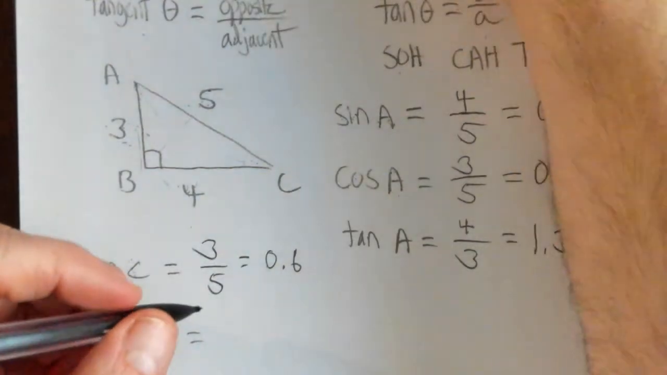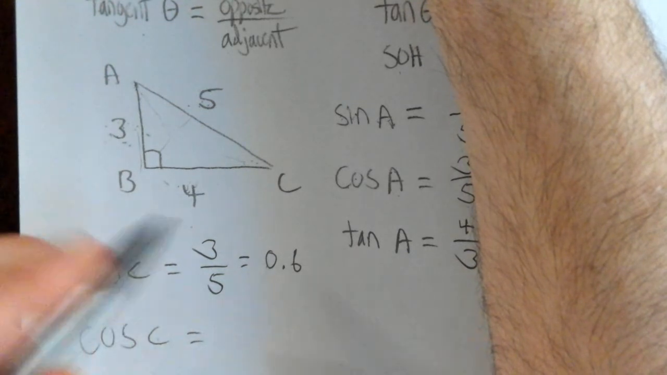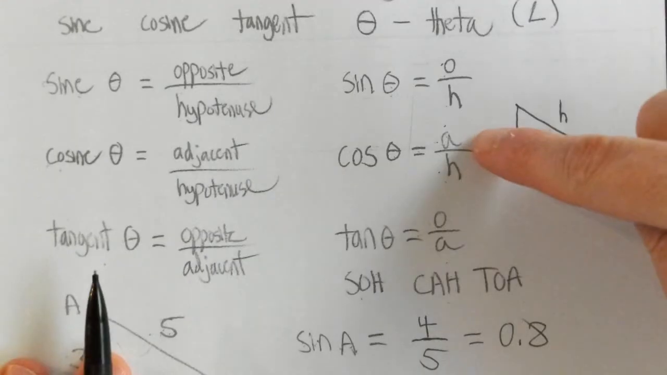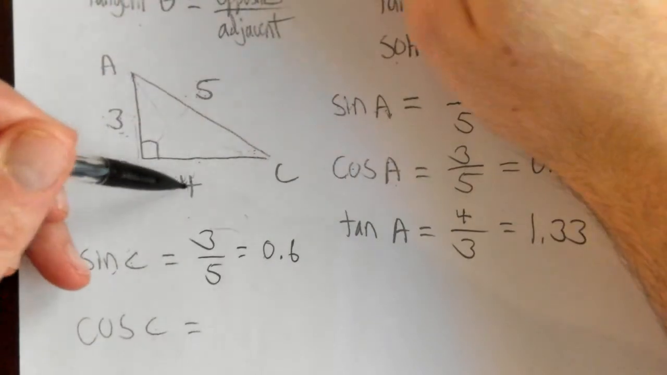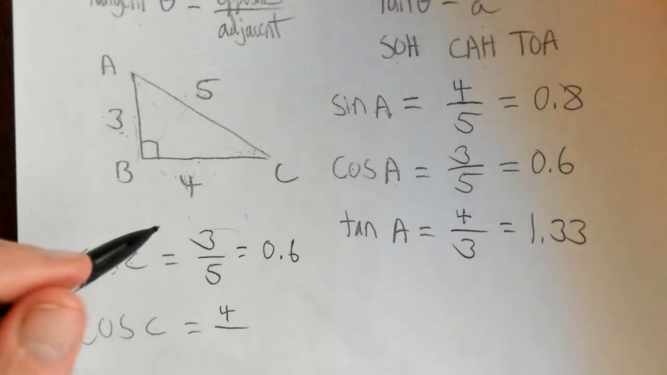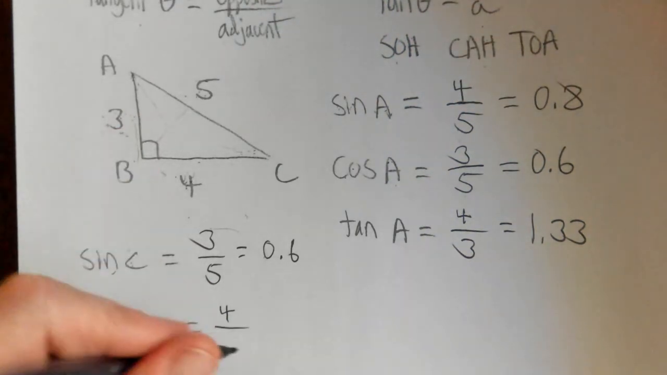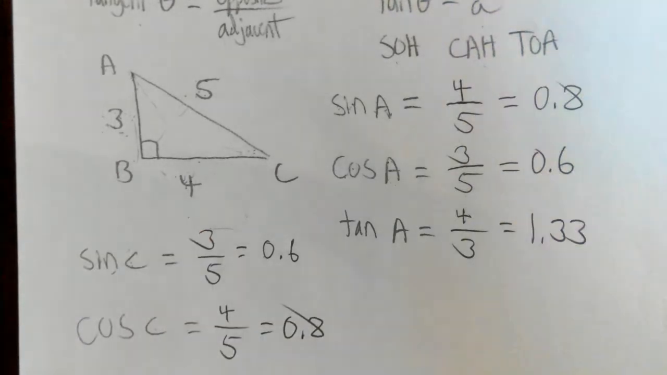Let's see what we got here. I've got now the cosine of angle C. Now remember, cosine is adjacent over hypotenuse. I need the adjacent side for C, which is 4. 4 is the adjacent side. And it's adjacent over hypotenuse. The hypotenuse is still 5. So that's 0.8. All right.